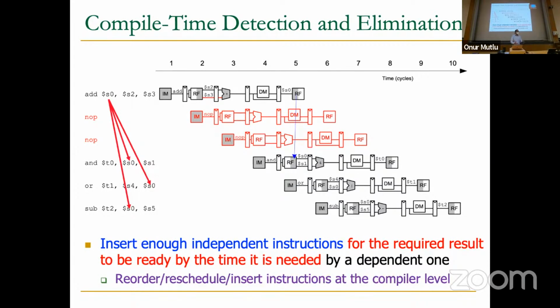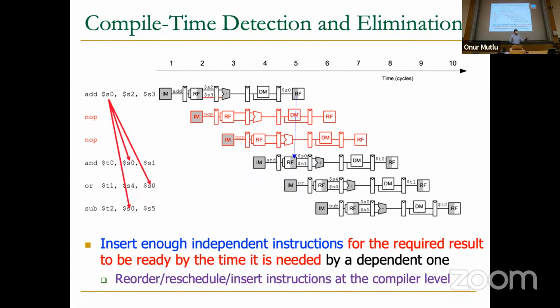Of course, this is not great, right? Now you inserted bubbles into the pipeline, but instead of hardware inserting bubbles, you're doing it in software. So the general idea is this: a compiler or the programmer detects these issues. Of course, to be able to detect these issues, they have to know the pipeline structure, so now your pipeline needs to be visible to the compiler or the programmer. That's one downside, clearly. And they insert enough independent instructions such that the required result is ready by the time it's needed by a dependent instruction.